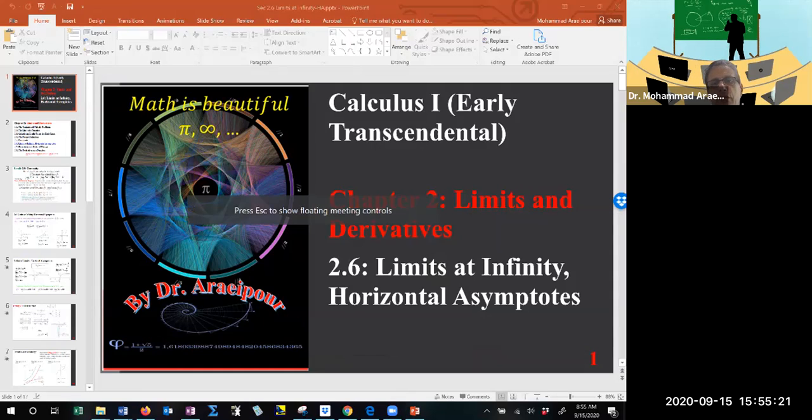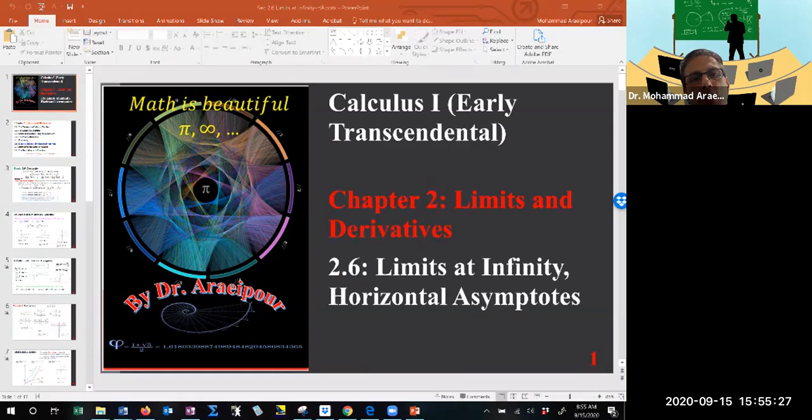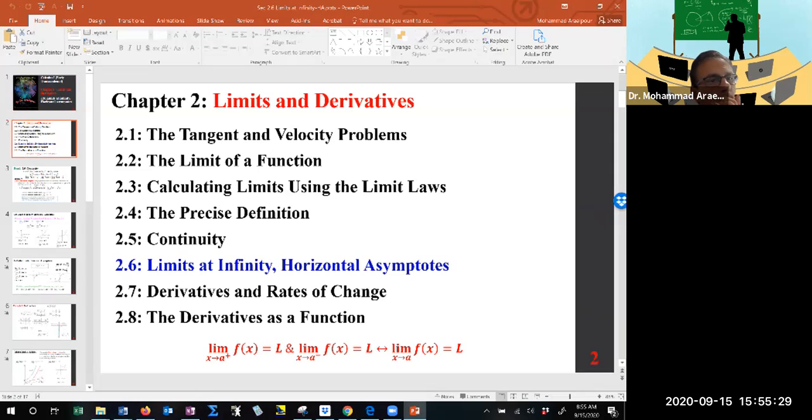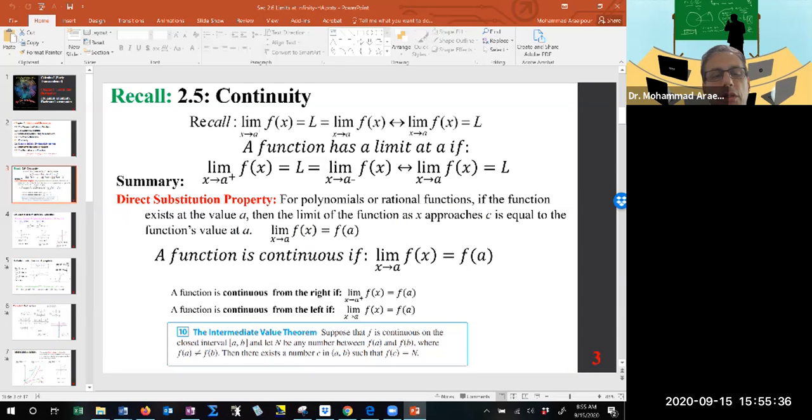In class, we are moving to 2.6, limits at infinity and horizontal asymptotes. We looked at continuity and, in short, what it meant for us.